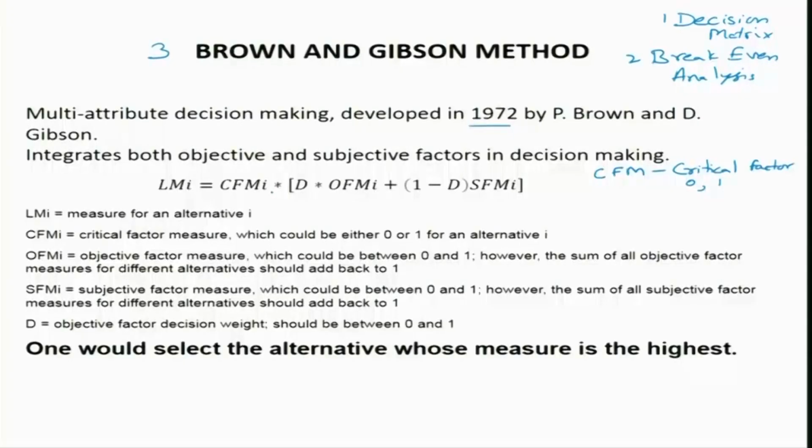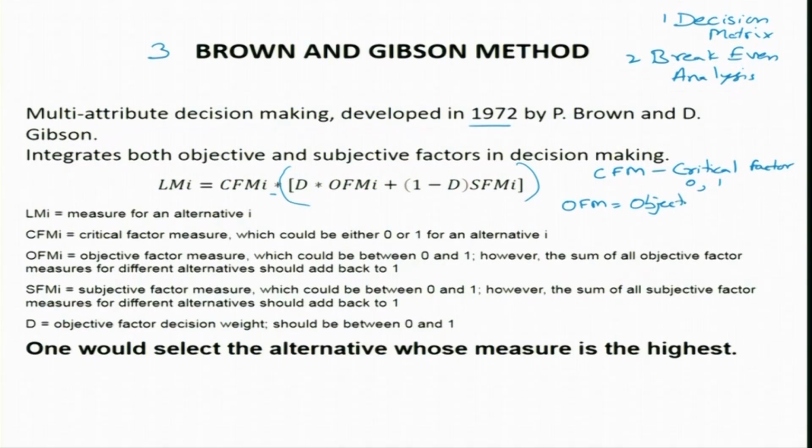So, if the critical factor is not present, I am not considering that location, and that is why in the formula it comes as a multiplication with all other evaluation. If this is multiplied by 0, the score of that particular location will become 0. And if it is 1, that means it is present, so we will see the scoring of the other factors. Then we will consider some objective factors.